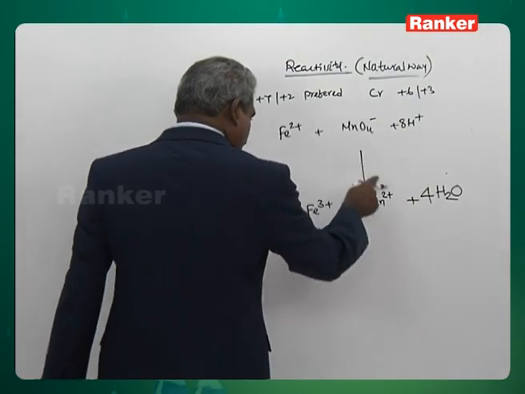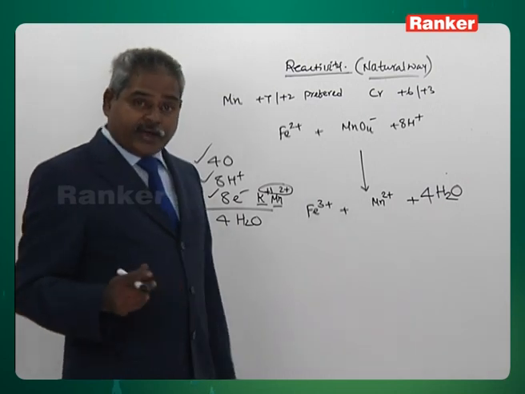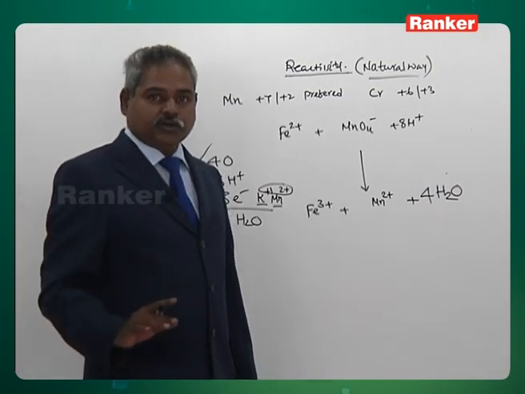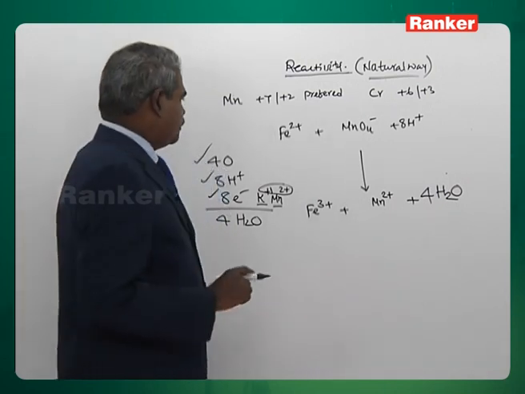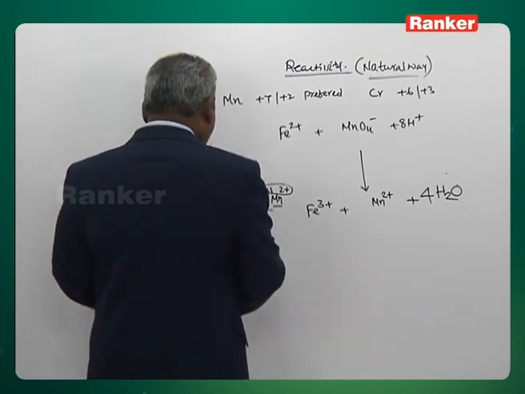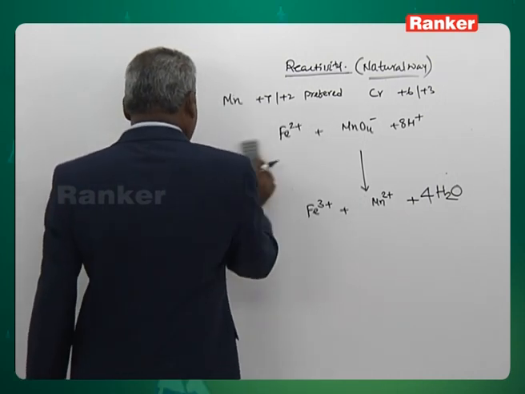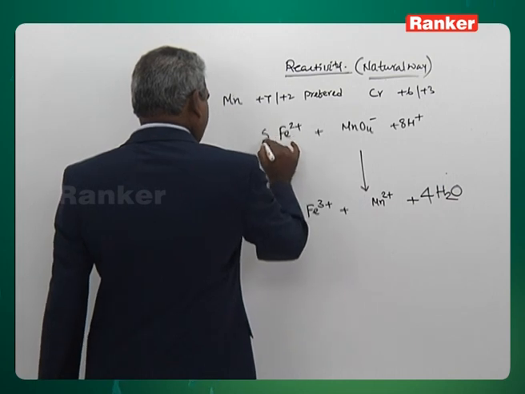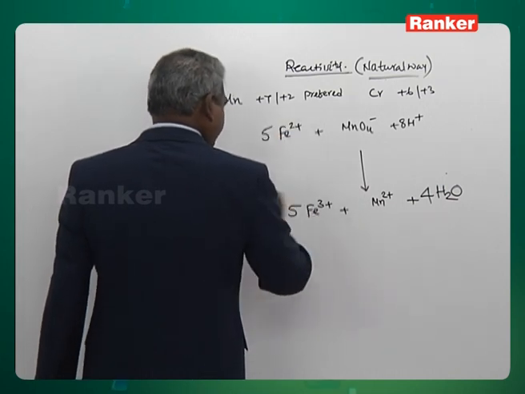So, what do you mean by Mn2+? Manganese has given 2 electrons even after the reaction. So, you require 5 more electrons, for which you just write 5 ferrous, which will become 5 ferric.